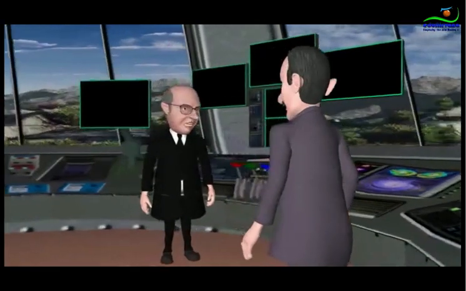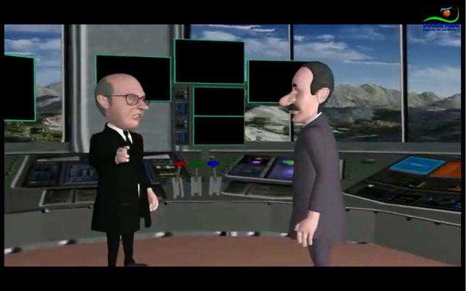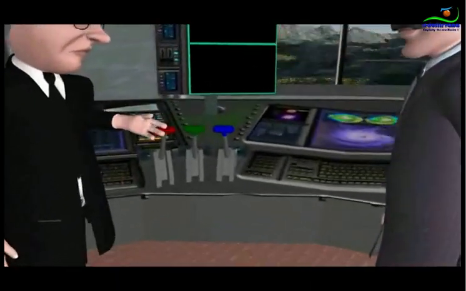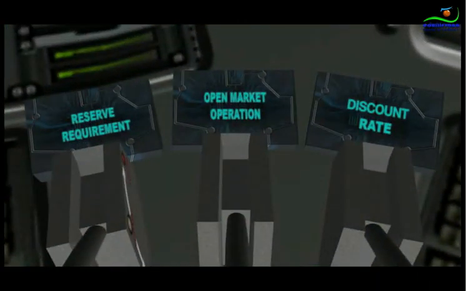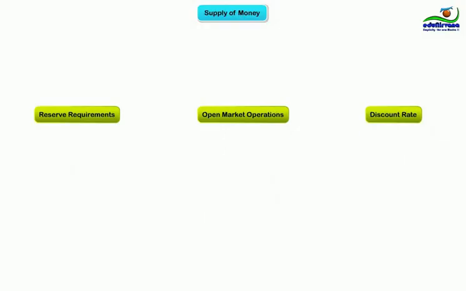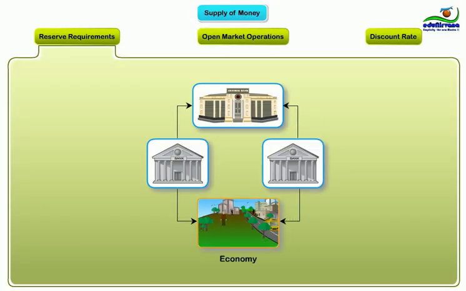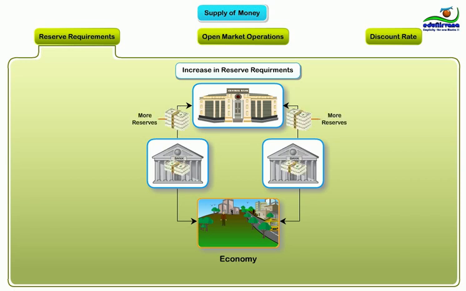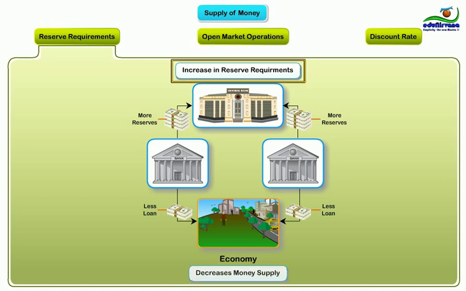the economy. Mainly, I have three tools to control money supply, and they are reserve requirements, open market operations, and discount rate. Reserve requirements influence how much money the banking system can create with each dollar of reserves. An increase in reserve requirements means that banks must hold more reserves and therefore can loan out less of each dollar that is deposited. So when I increase the reserve requirement, it decreases the money supply in the economy.